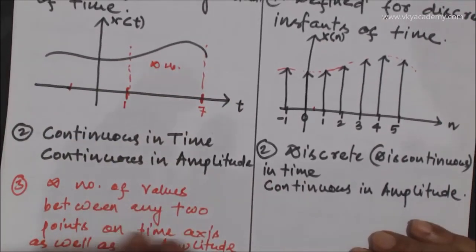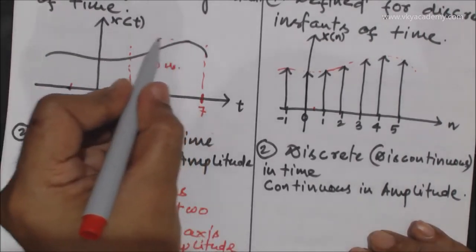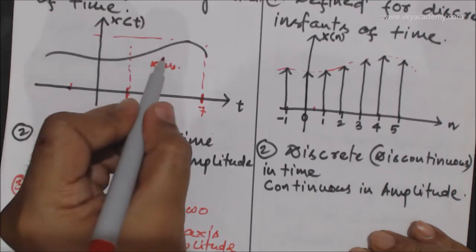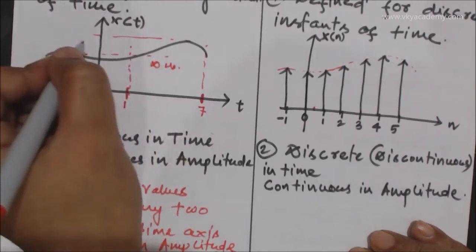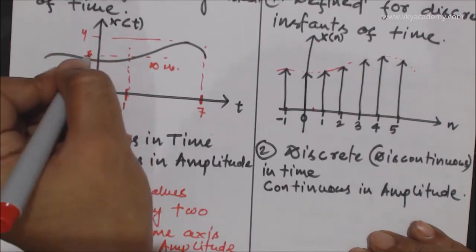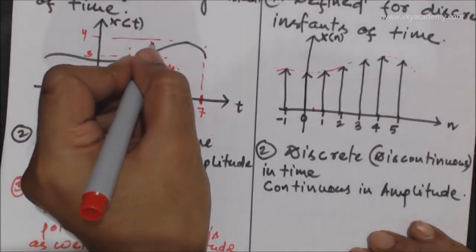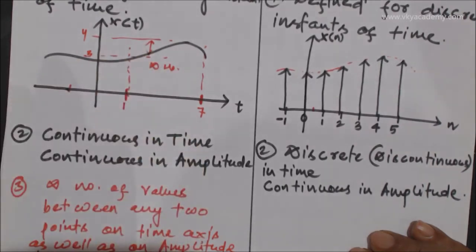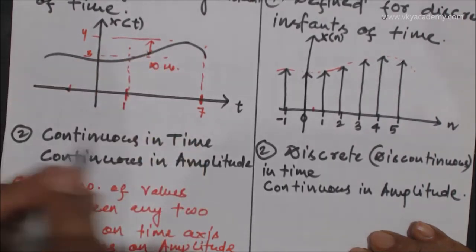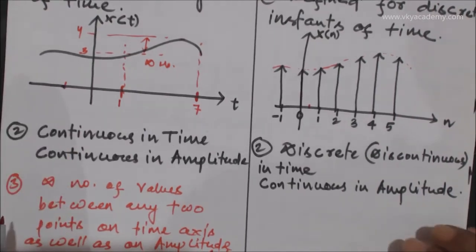In the same way, if you choose any 2 points on the y-axis, let's say I am choosing this point and this point. So if this point is 3 and this point is 4, between 3 and 4 we have infinite number of values available between these 2 points. So that is why we can say that this is continuous in time as well as continuous in amplitude.